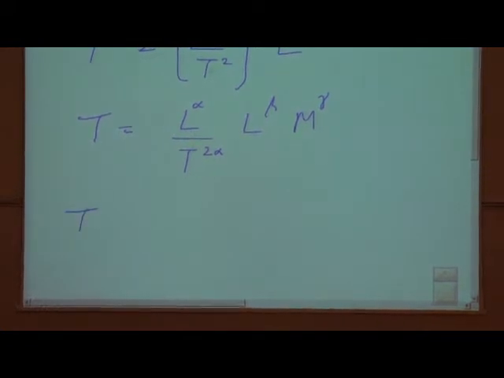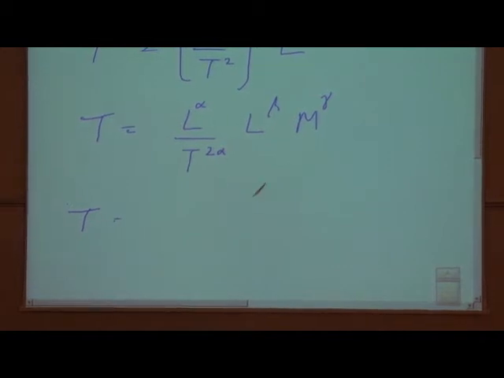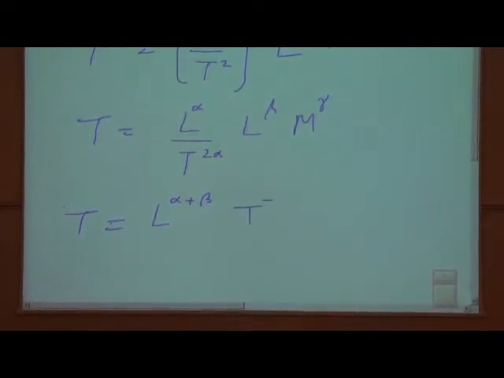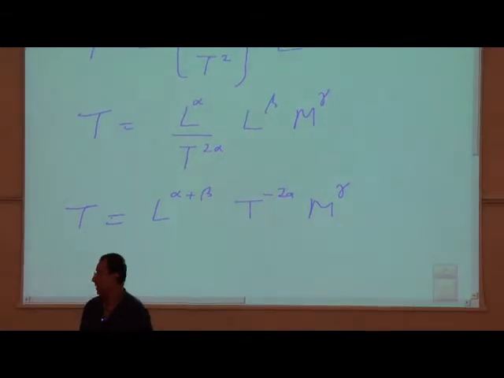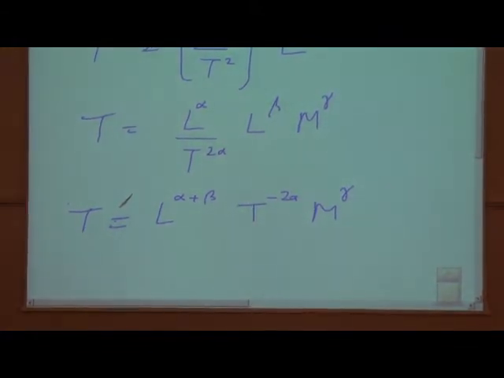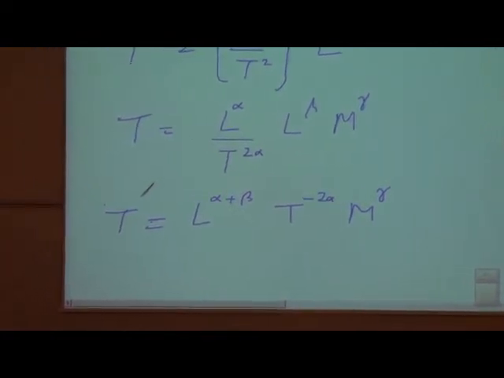This gives us the dimension of T actually. Well, I won't keep writing this dimension. You understand? Okay. So L to the alpha plus beta, T to the minus 2 alpha because I'm dividing by T to the 2 alpha, M to the gamma. Now, this equality sign actually means dimensions are the same here. So I'm not writing the dimensions, but you understand that I'm talking about just dimensions.